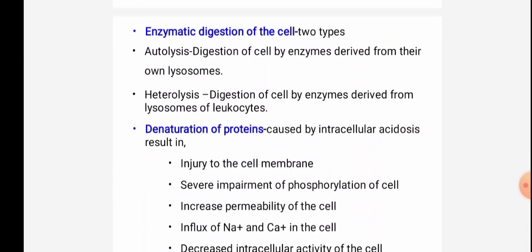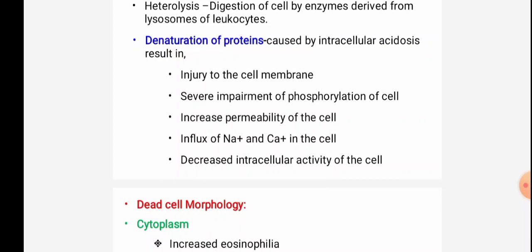The enzymatic digestion of the cells has two types. First is autolysis, the digestion of the cell by enzymes derived from its own lysosomes. The next is heterolysis, the digestion of the cell by enzymes derived from the lysosomes of leukocytes. Denaturation of proteins caused by intracellular acidosis results in injury to the cell membrane, severe impairment of phosphorylation, increased permeability of the cell, influx of Na+ and Ca2+ into the cell, and decreased intracellular activity of the cells.